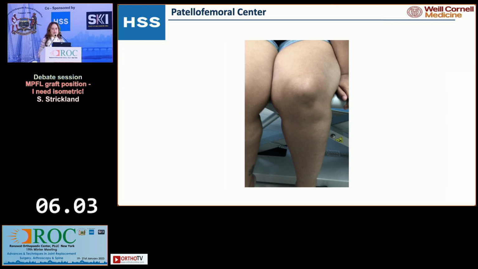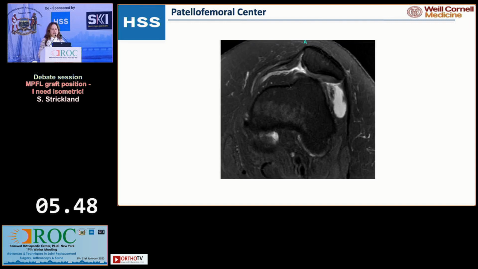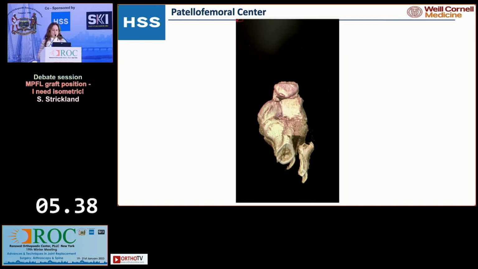And I think that was a great point in the last talk. I've been in the OR with Philip Schottle, and when he does his MPFL, he just looks on fluoro and he puts the tunnel in. He doesn't look at isometry, he doesn't feel for anatomy, and I don't think that's the right answer. So again, if you see a patient like this, they're probably not going to have the same anatomic landmarks, they're not going to have the same fluoroscopic image that Philip Schottle had.